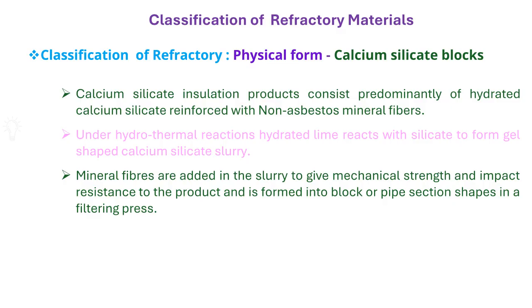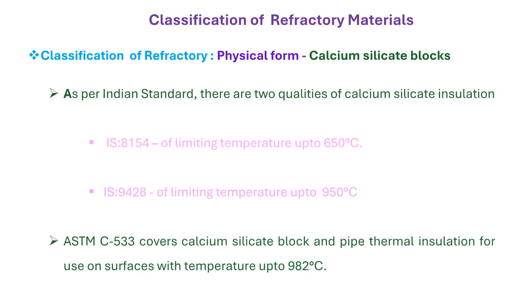Calcium silicate insulation products are standardized both in India and internationally to ensure consistent quality and performance. In India, there are two main grades. Indian Standard 8154. This grade is suitable for applications up to 650 degrees Celsius. It's typically used for moderate temperature insulation. Indian Standard 9428. This grade extends the limit to 950 degrees Celsius, making it suitable for high temperature furnace backing applications.